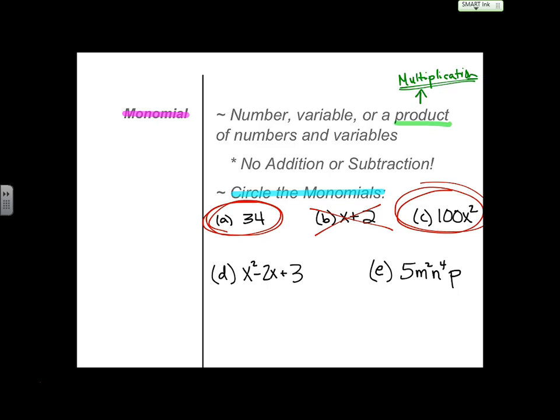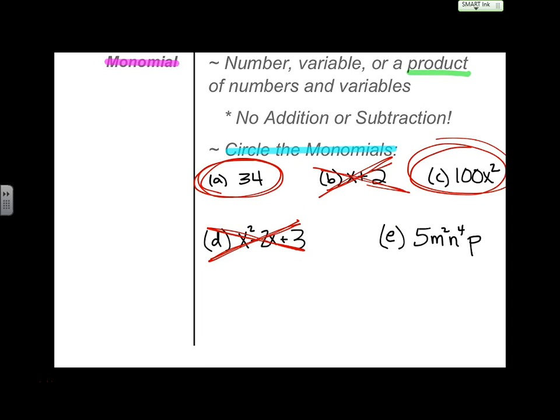Okay, letter D. Yes or no and why? Jazzy. Exactly. The subtraction says no and the addition says no. Good job. And then letter E. That's a little bit more exciting. Rob, you want to take it? Go for it. Normal voice. If it's a monomial or not? It is not. How come?